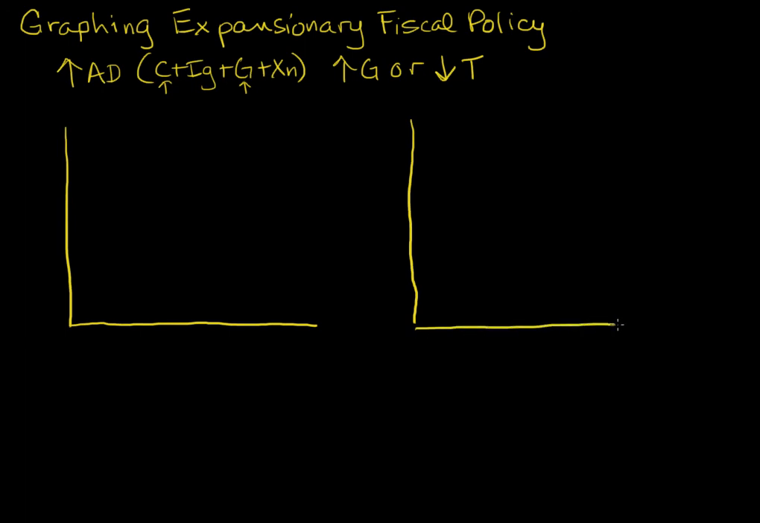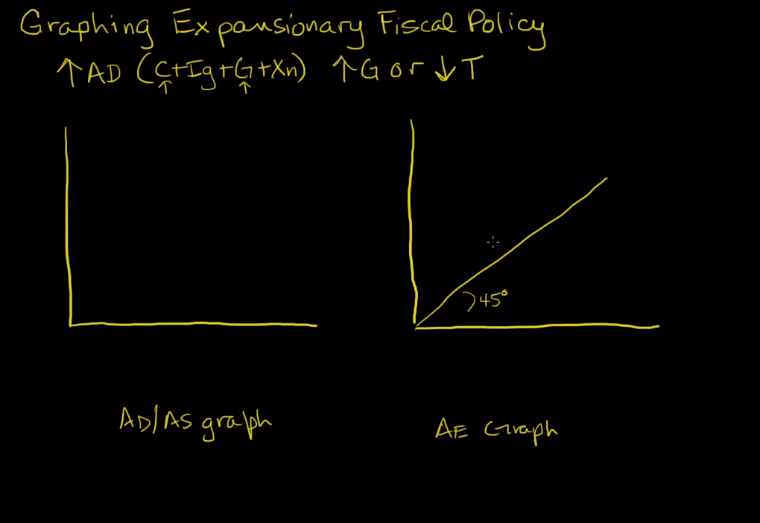So I need two graphs. The aggregate expenditures graph is the one that has the 45-degree line. So again, this is an aggregate expenditures graph. Over here will be an aggregate demand, aggregate supply graph. And here on the aggregate expenditures graph, that is your vertical or y-axis. Here it is real GDP and employment.